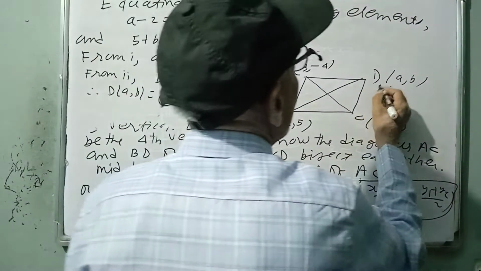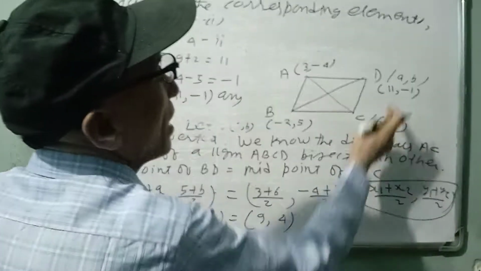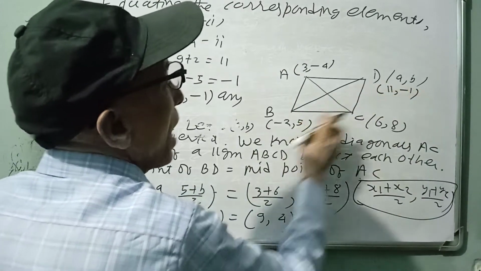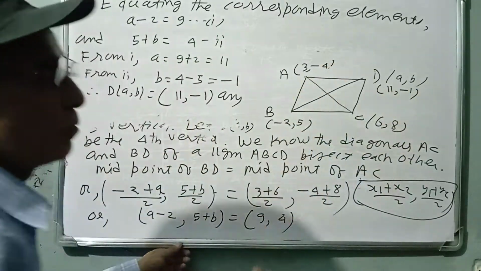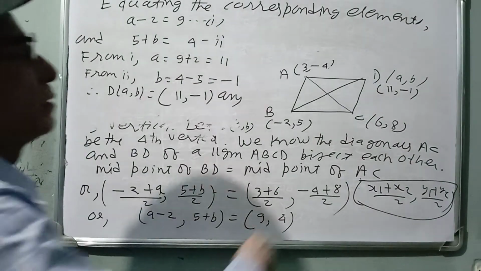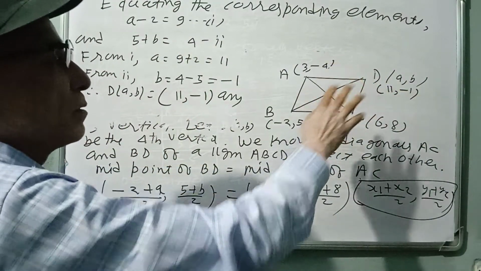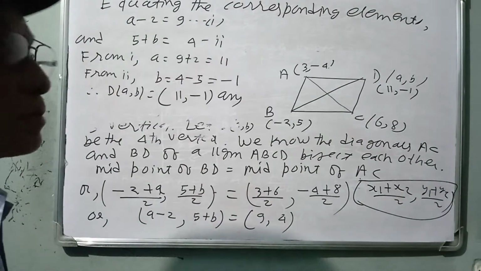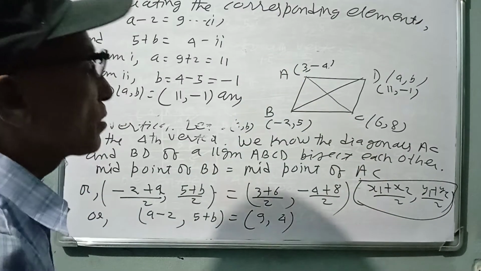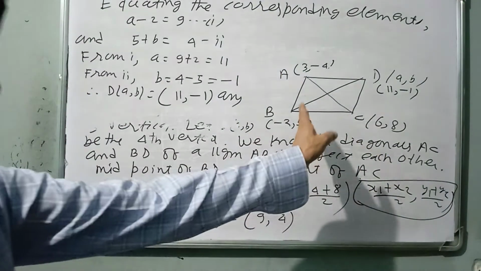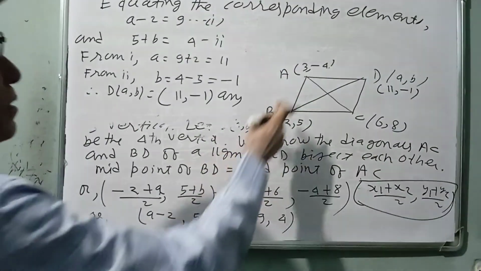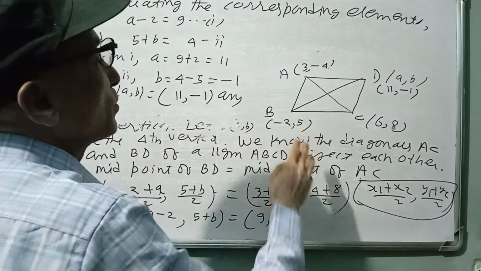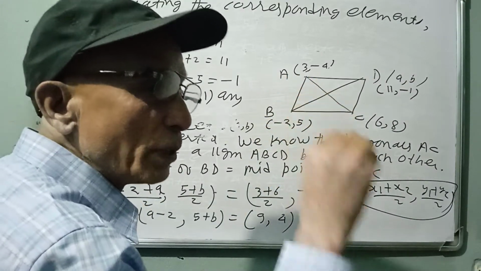You can check. How to check? 11 minus 2 is 9, 6 plus 3 is 9, correct. 5 minus 1 is 4, 8 minus 4 is 4. The answer is correct. (11, -1) is the fourth vertex D because ABCD is a parallelogram and the diagonals bisect each other. Here don't use the distance formula. Don't use the distance formula here; AB equals CD, AD equals BC would be very lengthy, so use the midpoint formula.